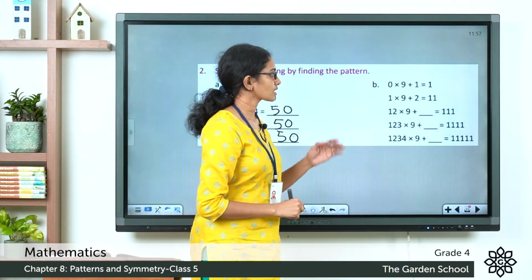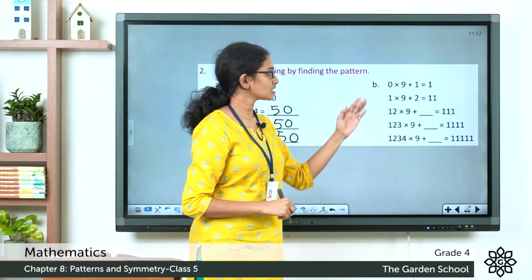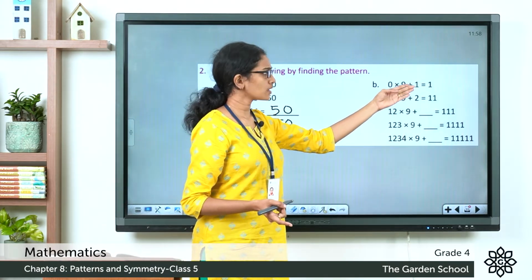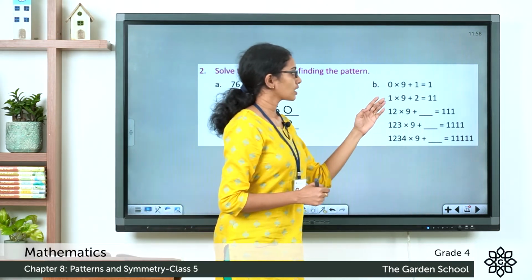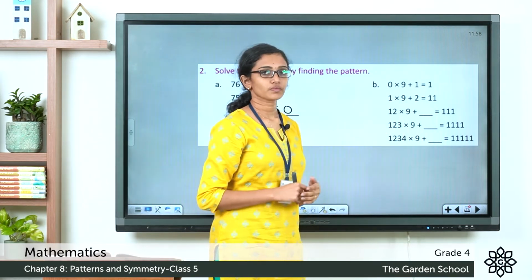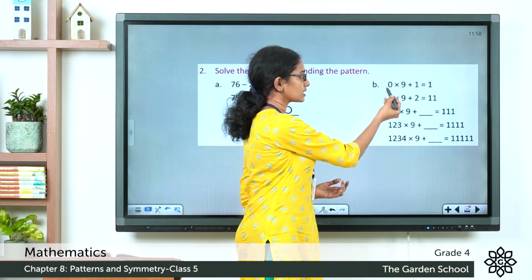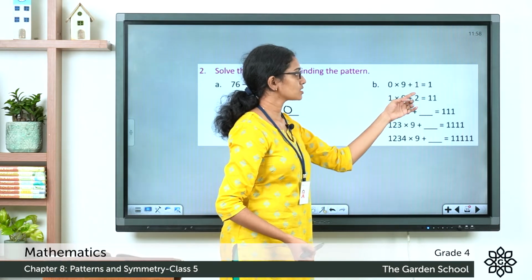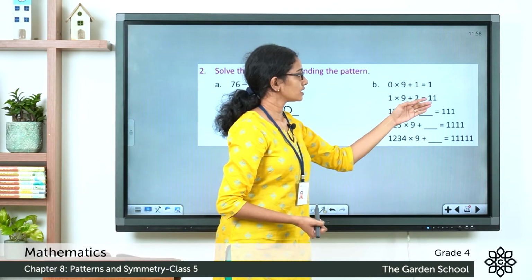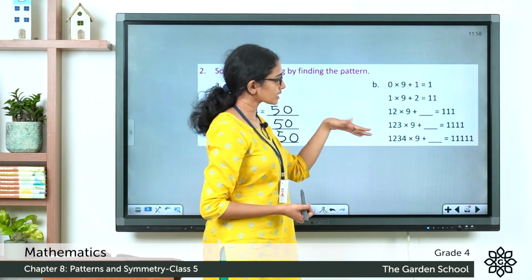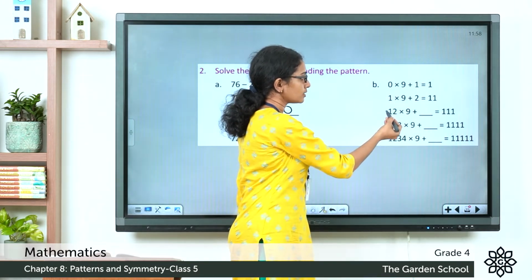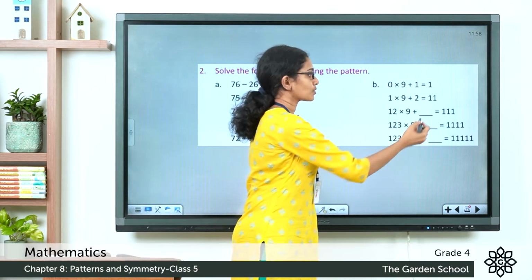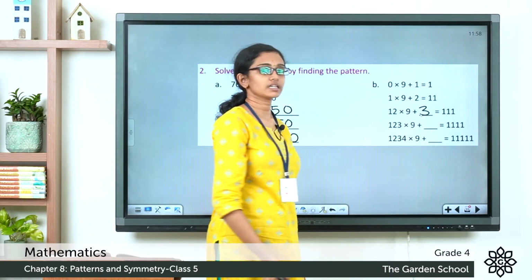Now, the next pattern. Observe the numbers. 0 into 9 plus 1 equals 1. 0 into 9, 0 plus 1, 1. There you can see 1. Now, 1 into 9 plus 2. In the second line, this 0 is changed to 1. Then, into 9 itself, plus 1 changed to 2. And the answer is 1, 1 or 11. In the next line, it's 0, 1, then 1, 2 into 9 itself plus 1, 2. What would be next? It would be 3. Then the answer is 111.